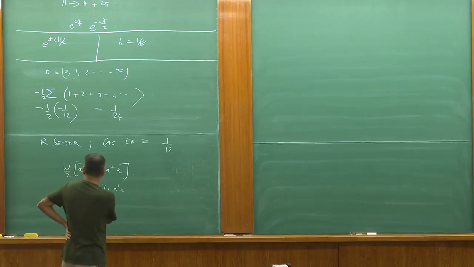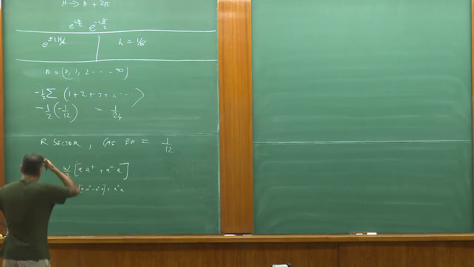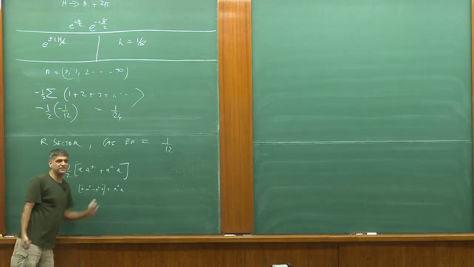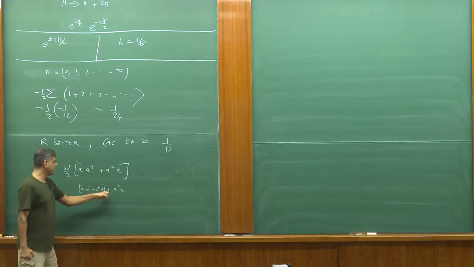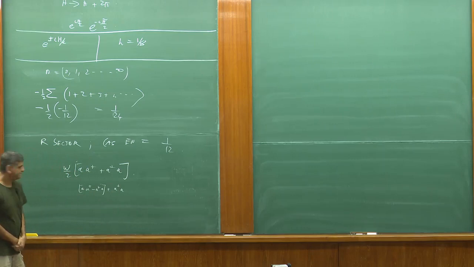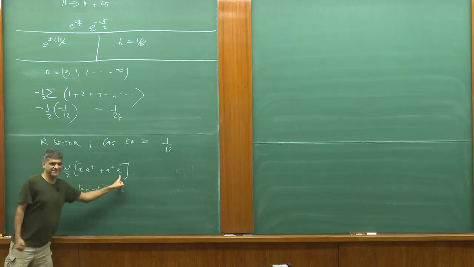Sorry, just a minute. Just how do we get the half for bosons? Exactly. So we got the plus because of this, right? We took this A dagger and we wrote it as commutator plus A dagger A. We like to write the harmonic oscillator Hamiltonian as normal ordered, right? We like to write it as A dagger A plus whatever number. The calculation gives us A dagger plus A dagger A.